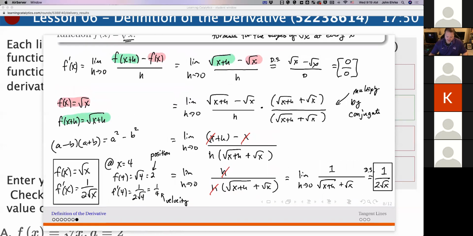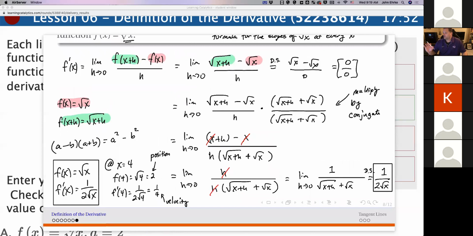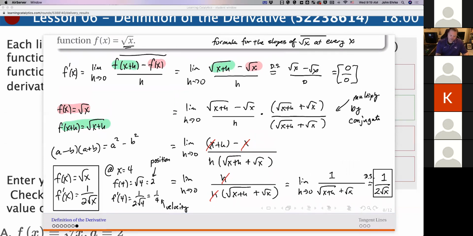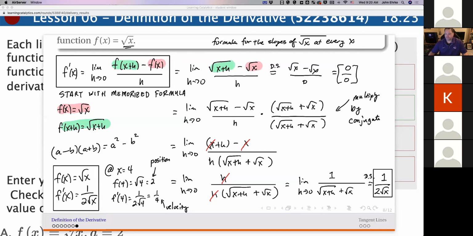All right, I'm going to pause for a second because we did a lot of work there. Do y'all have any questions about the procedure that we followed here? Starting with the formula that needs to be memorized and working our way toward the final answer. Any questions? Okay, it looks like y'all are good.